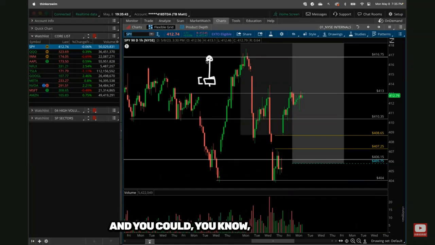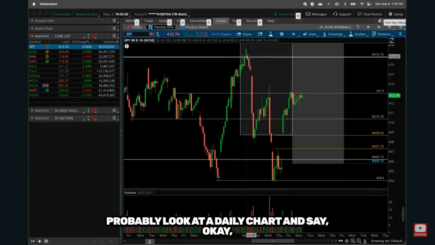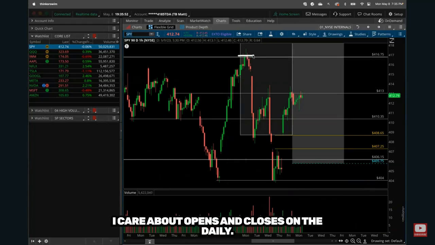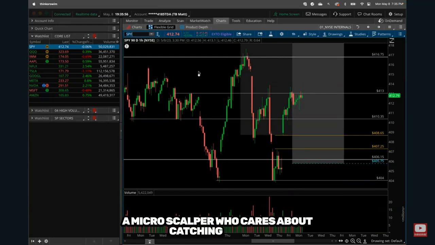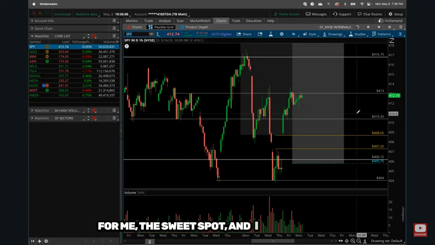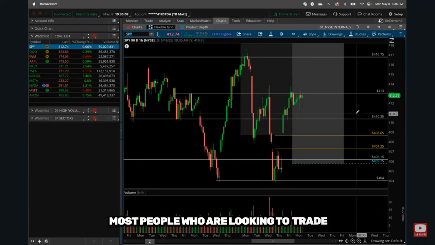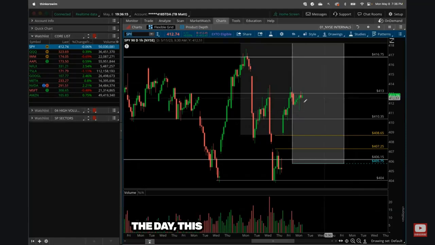And this is where a little bit of discretion comes in from a time frame perspective. A swing trader would probably look at a daily chart and say, okay, I care about opens and closes on the daily. A micro scalper who cares about catching 10-cent increments in the SPY might look at something like a 15-minute chart and draw out every single pivot from a 15-minute chart. For me, the sweet spot, and I would say for most people who are looking to trade without being overly attentive to a 1-minute chart at all times of the day, this is kind of the sweet spot.